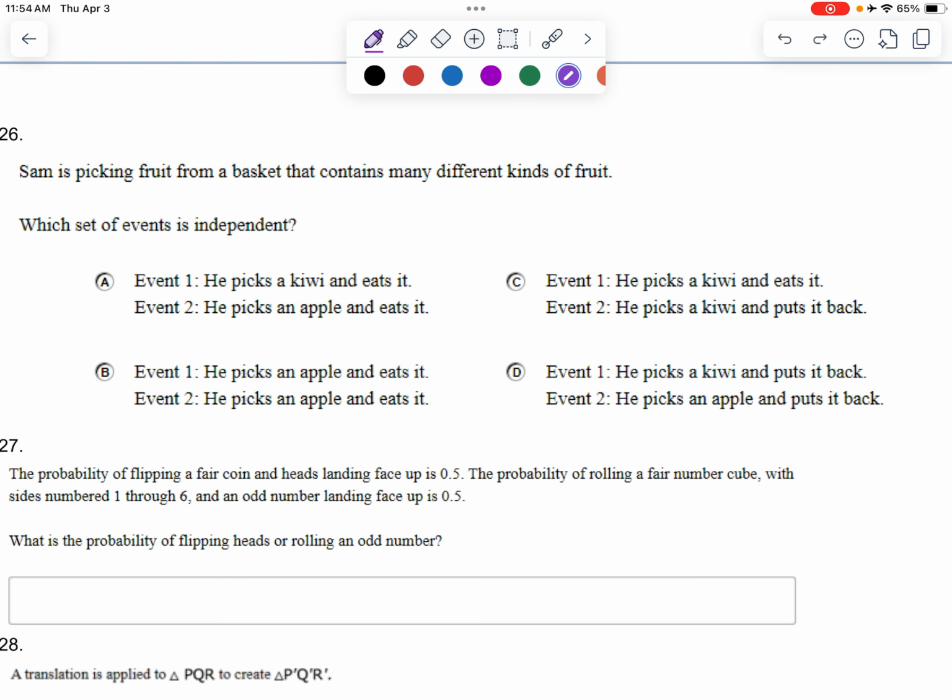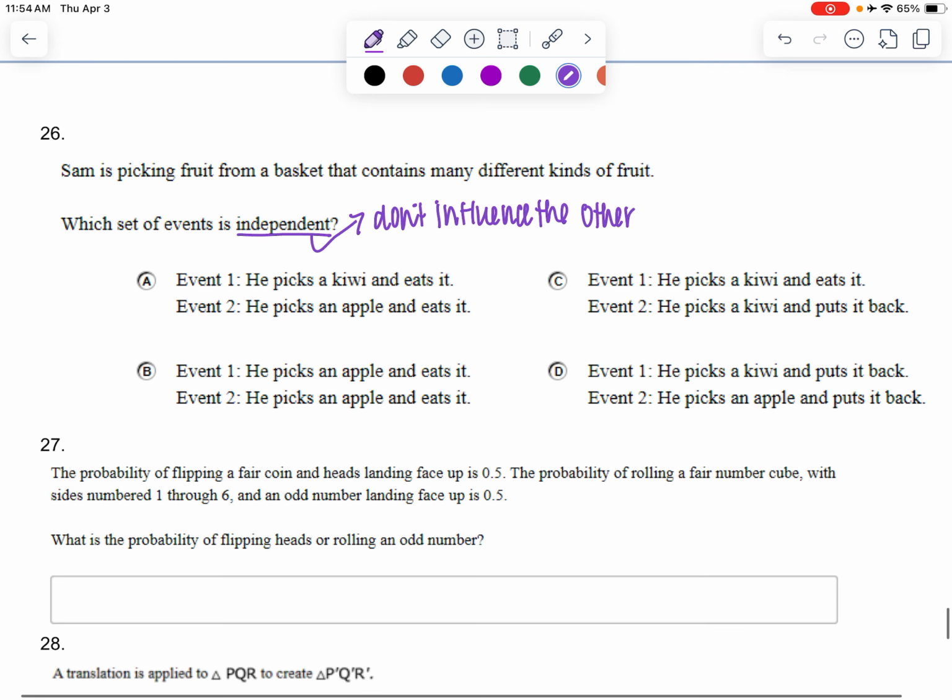Okay, so independent events are events that don't depend on each other or don't influence the other. Okay, he's picking fruit from a basket that contains fruit. There's some key words in each of these. Use the process of elimination to try and figure out what your answer is to that one. So I'm going to leave that one to you now that I've defined what independent means.